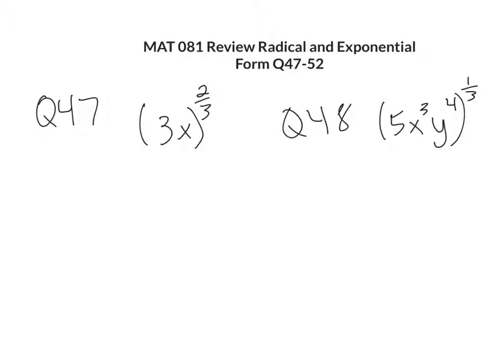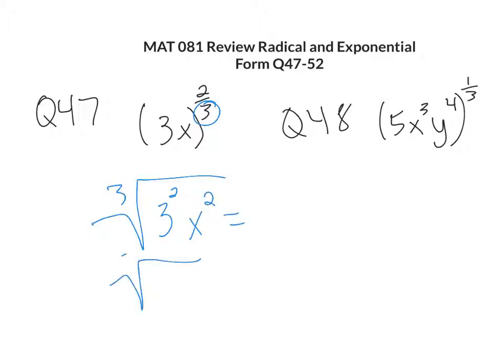Remember that the bottom number of the fraction is going to be the type of root, so it's going to be the third root. And the top number is going to be the exponent of each thing on the inside. So we're going to have 3 squared and x squared. So I can simplify that by saying 9 and x squared. And this would be radical form.